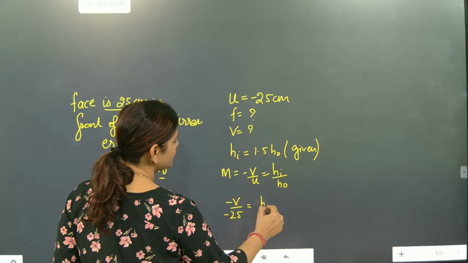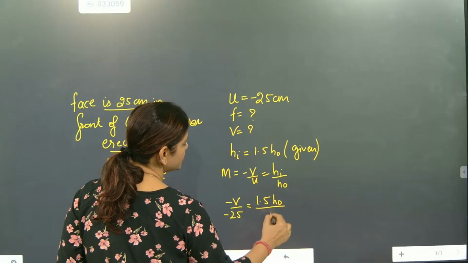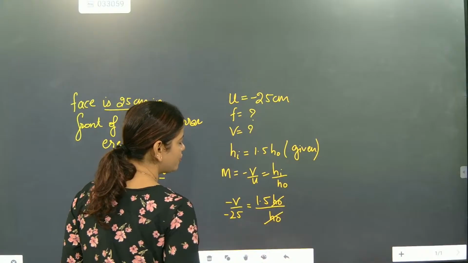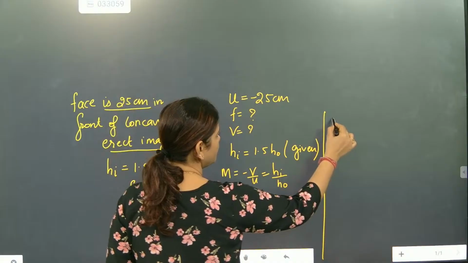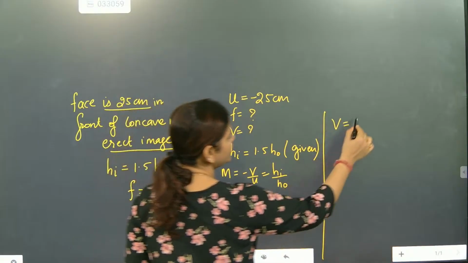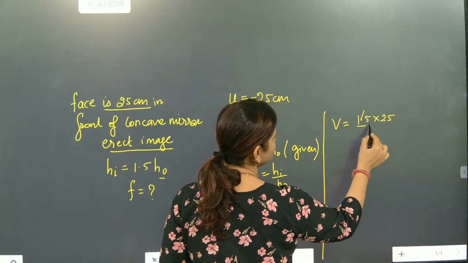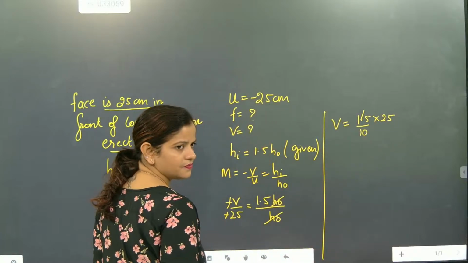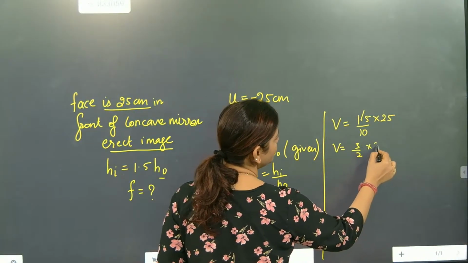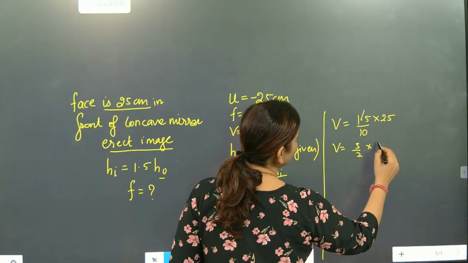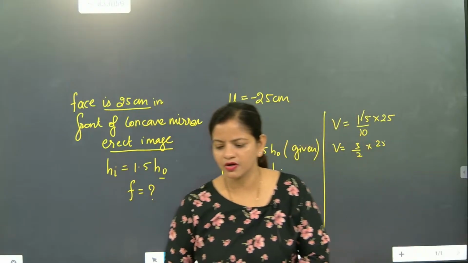Now the height of the image is how many times the height of the object? 1.5 times the height of the object. So height of object cancels, this and this got cancelled. What is coming? v is coming as 1.5 into 25. So if you cancel this, what will come down? 10. So it is coming as v is equal to 3 by 2 into 2.5. Sorry, 25. But is it going to serve anything? It is exactly a purposeless, stupid attempt. Understood now?